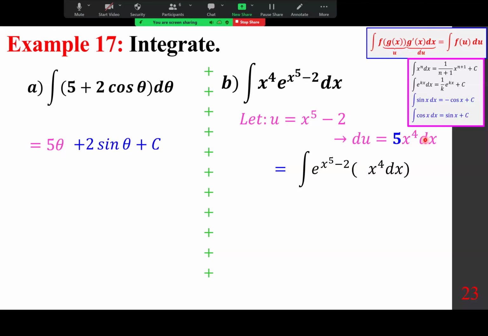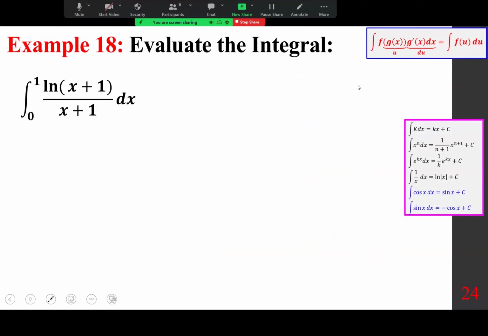You can solve for dx, or the easy way out: since 5 is a number, put it in there, undo it with its reciprocal. And so now you're dealing with 1/5 e to the power of u du. The integral is itself, so 1/5 e to the power of u and a constant, and the u is replaced. We get 1/5 e to the power of x to the power of 5 minus 2 plus a constant. And as always, if you differentiate, you get this expression without the dx.